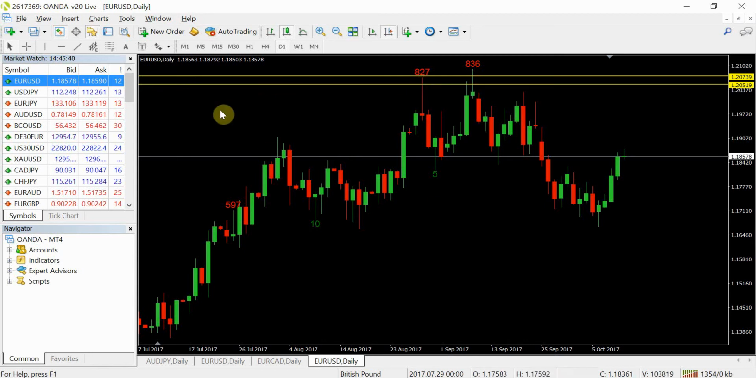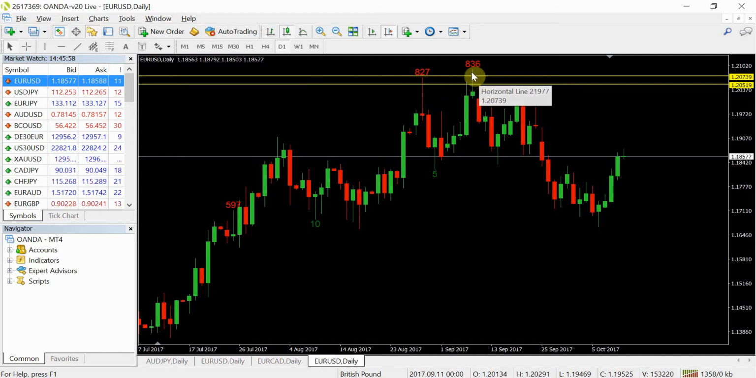price last touched this range 827 bars ago. So we're looking at a daily chart. So we're looking at 827 days ago, effectively, that price has not touched that. So nearly 3 years until the EUR/USD has reached this point over here.